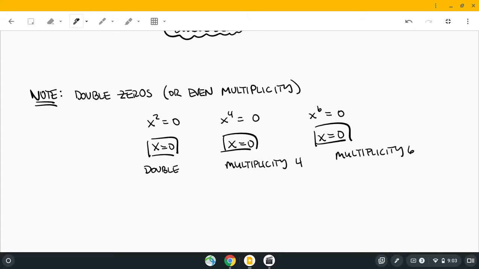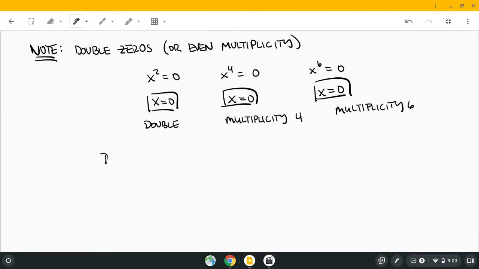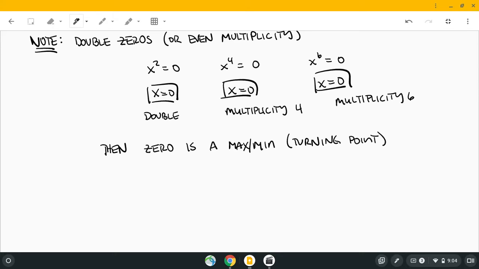Okay, so in general, if it's a double zero or a multiplicity that's an even number, then zero is a turning point. It's a max or min, a turning point. And then if it's odd, so we do have multiplicity that's not even, we could have a multiplicity like 3 or 5.